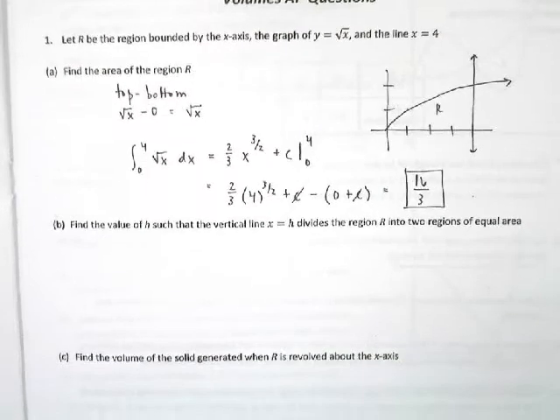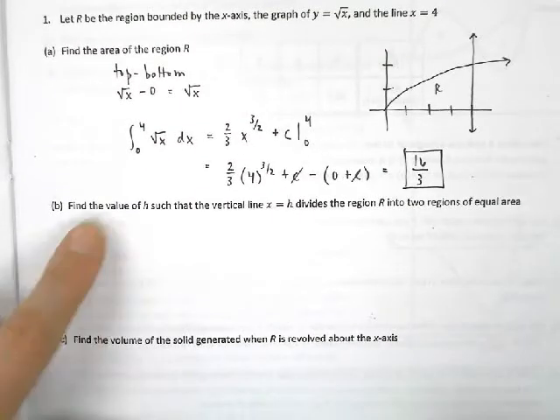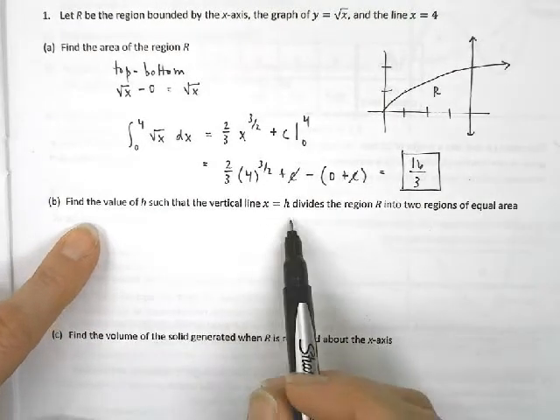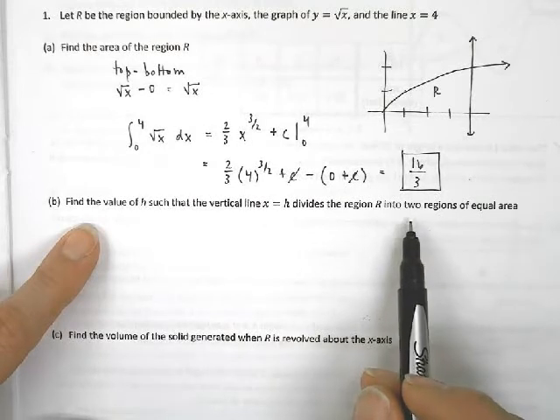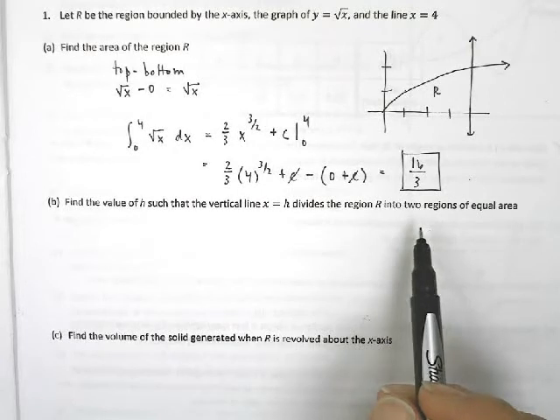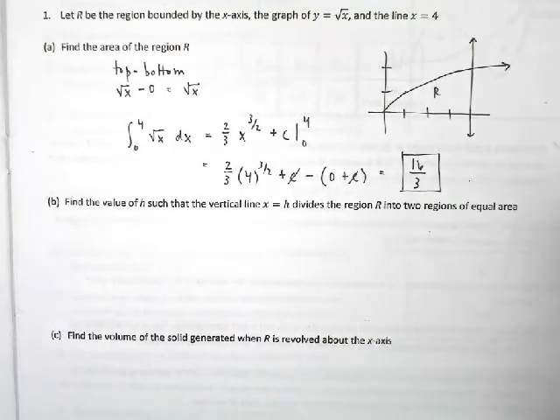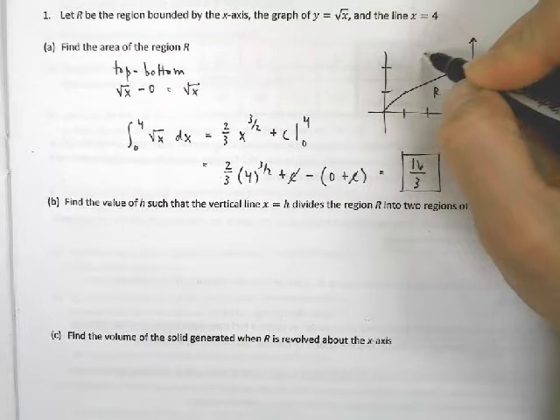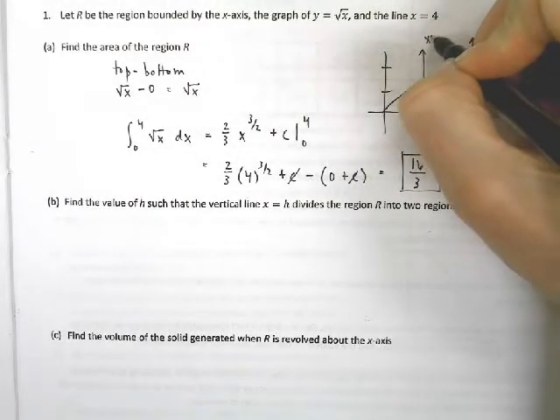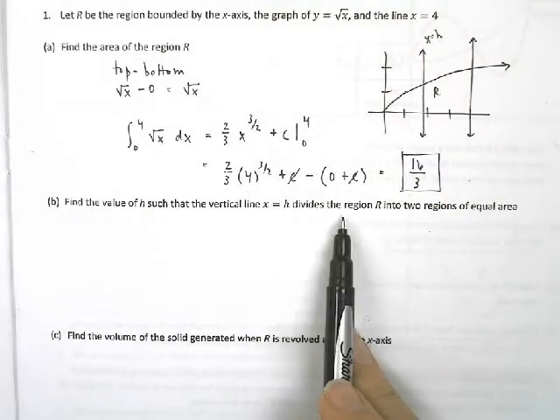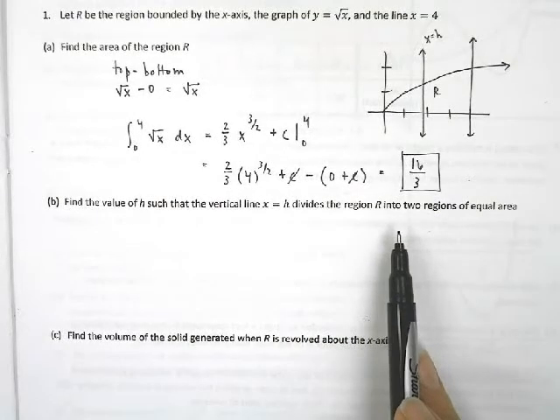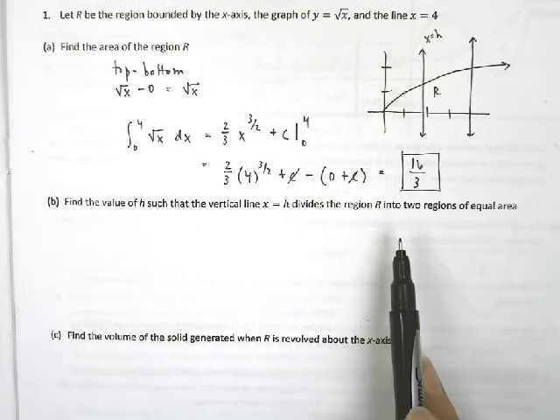Now, part B is a little bit of a twist. We haven't really seen anything like this. It says find the value of h such that the vertical line x equals h divides the region R into two regions of equal area. So what they're asking us is to think about some arbitrary line x equals h. I could just sketch something in here. And they want to know what that value of h would be that divides that area into two equal areas.